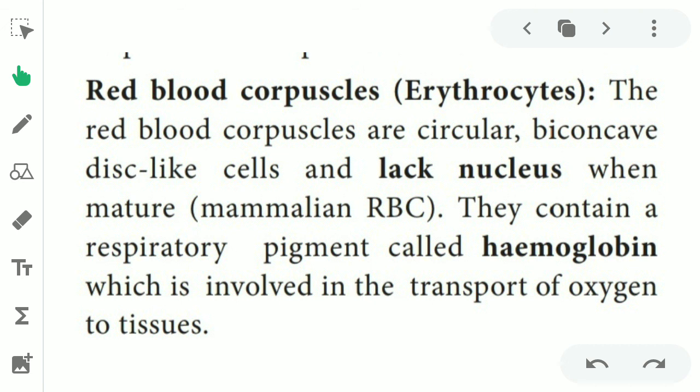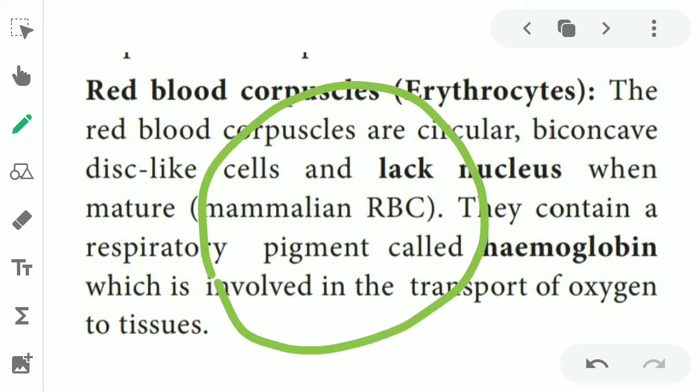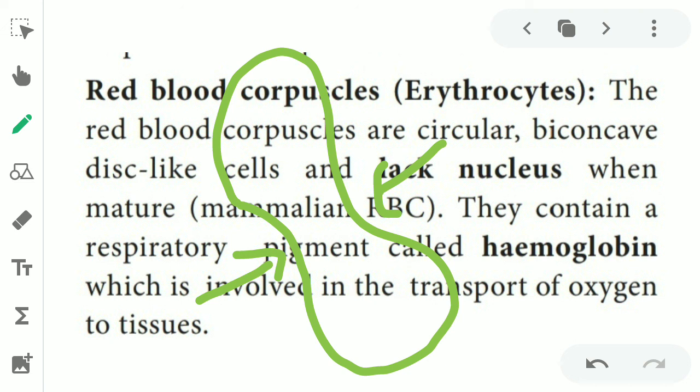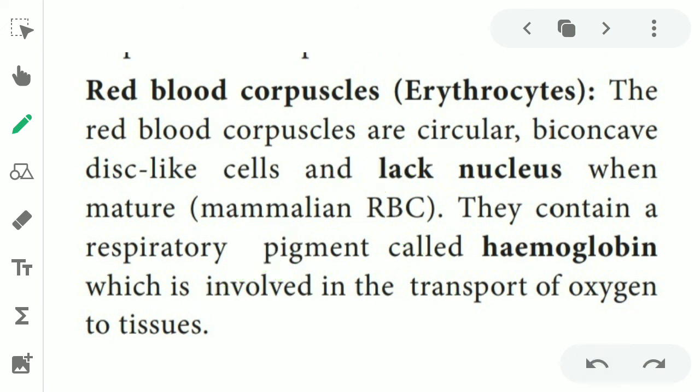The red blood cells, erythrocytes. The red blood cells are circular, biconcave disc cells and lack a nucleus when mature in mammalian RBC. They contain the respiratory pigment called hemoglobin, which is involved in the transport of oxygen to tissues. Biconcave means disc-shaped, circular. If you look at both sides, they are concave, so it looks like a circular disc.